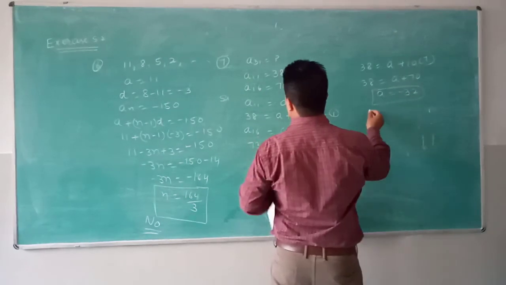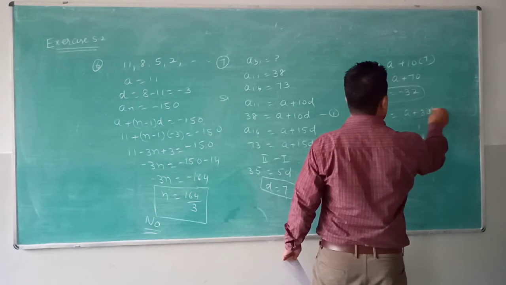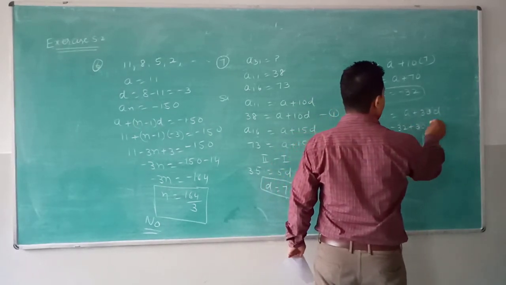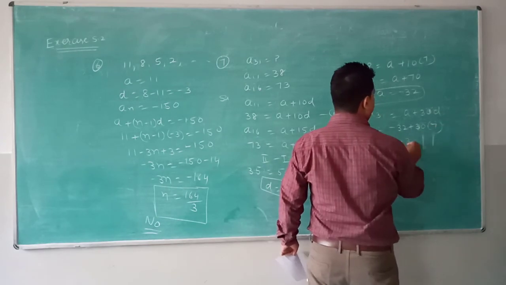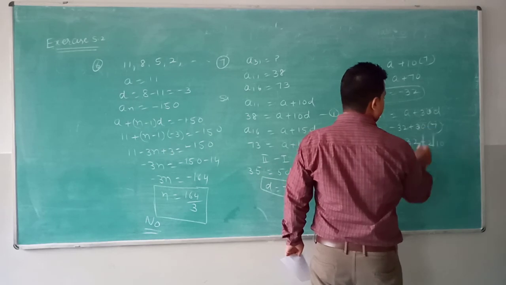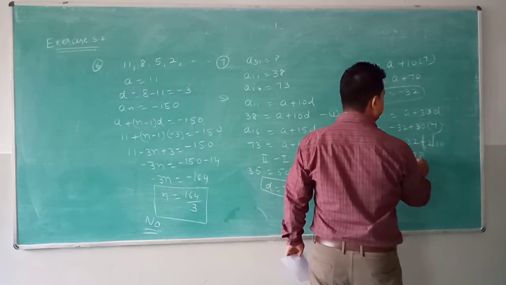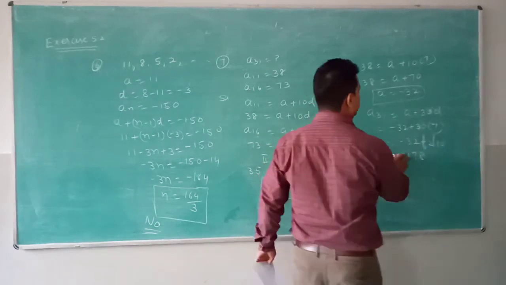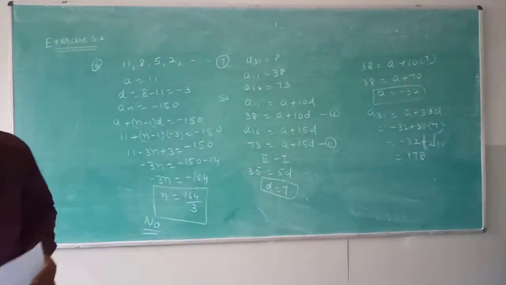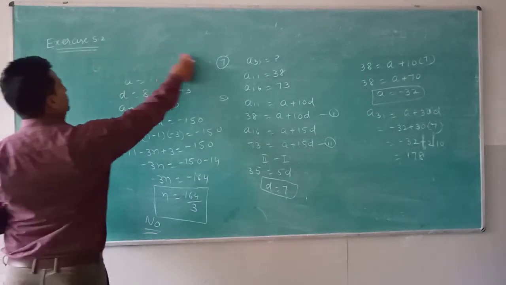In this we are required to find a31, which is a plus 30d. In this, a is minus 32 and d is 7. So this is minus 32 plus 210, which is equal to 178. So 178 is the a31, the 31st term. This is the answer of this question.